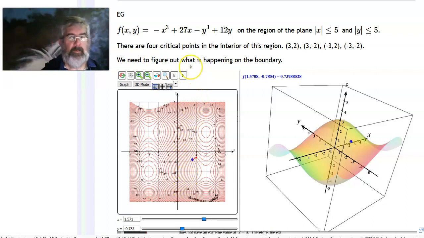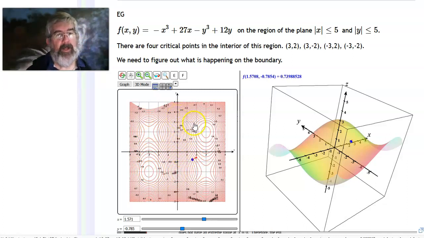Well, we did the work already. We took the partial derivatives, set them equal to 0, and on the interior, there were 4 critical points: (3, 2), (3, -2), (-3, -2), (-3, 2). Those are my 4 critical points. So now I need to check the boundary.